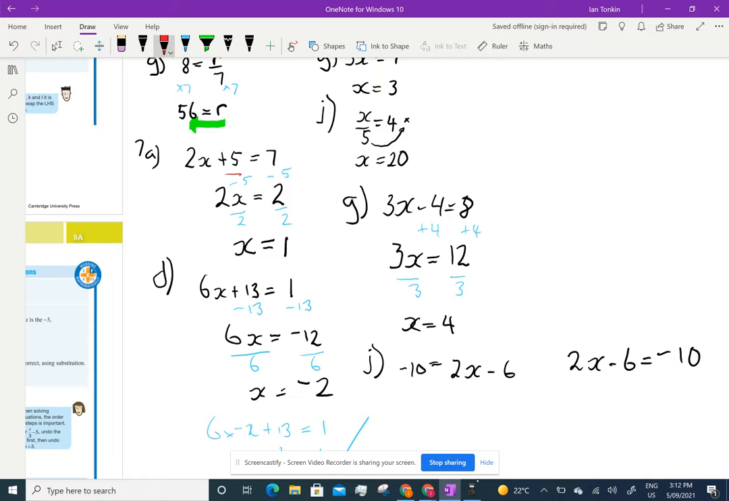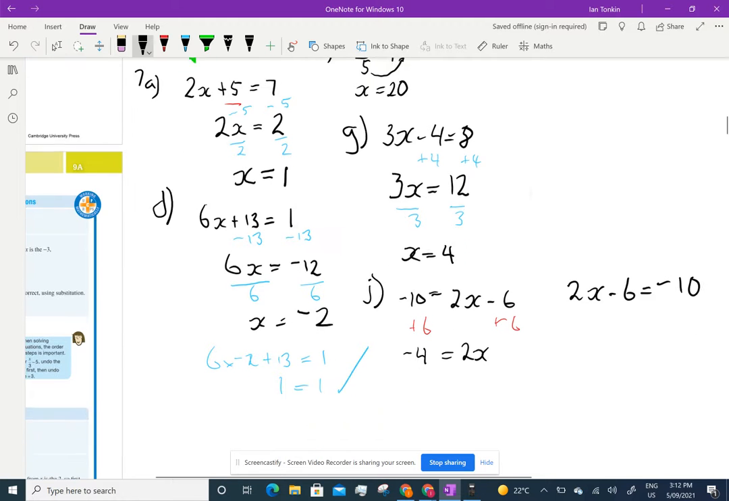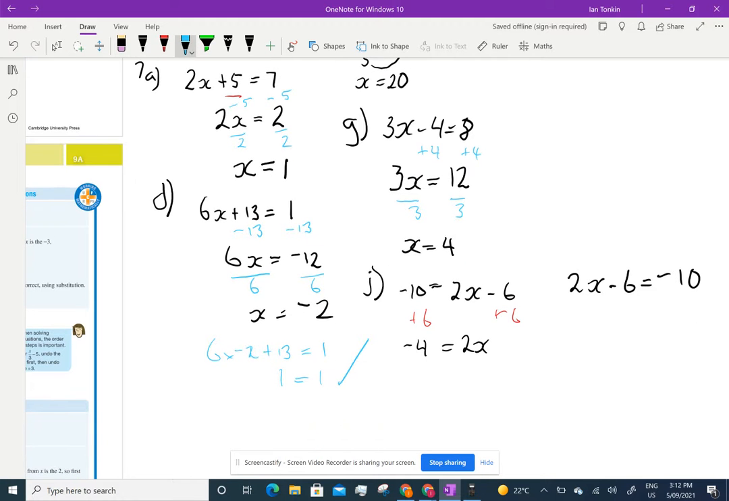First thing I'm going to do, I'm going to add 6, and I'm going to add 6. I'd probably use my calculator here. I don't have to. I know that negative 10 plus 6 is negative 4. And I've got rid of the 6 over here. I'm now going to divide by 2 and divide by 2. Again, I suggest using a calculator. Over here, that'll get rid of the 2. So I've just got an x, negative 4 divided by 2, negative 2.